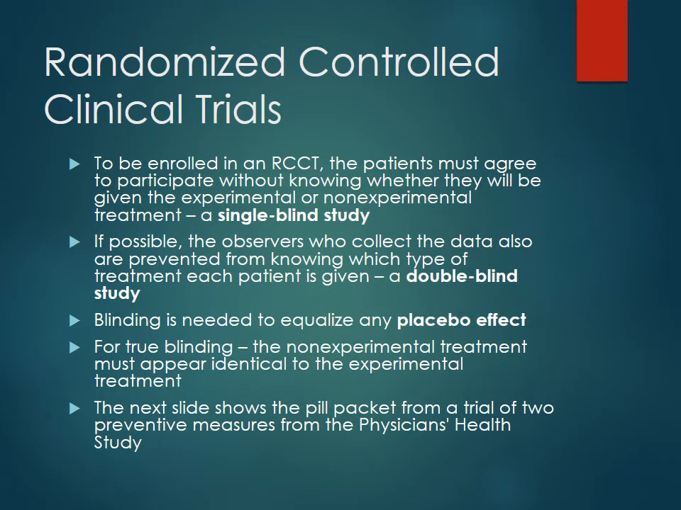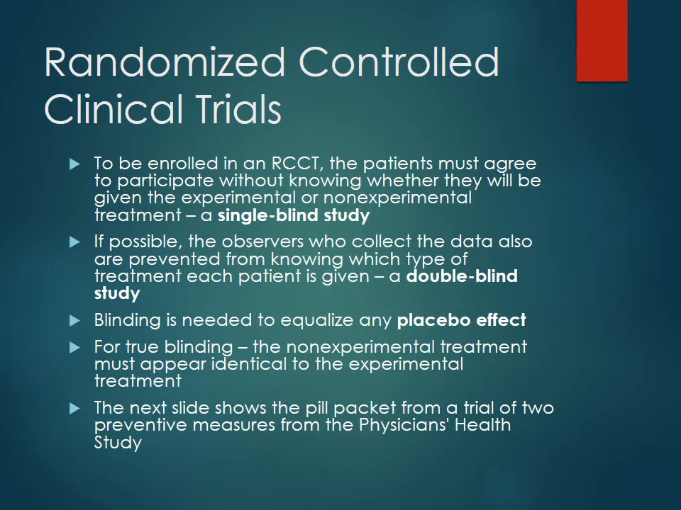So to be enrolled in an RCT, the patients must agree to participate without knowing whether they will be given the experimental or non-experimental treatment, right? So this would be a single blind, where they're not really sure what they're getting. But again, informed consent is going to be a huge part of this, to make sure that they know what they're getting into, and also to know that they can take themselves out at any point, because you never want to force someone to be in these studies. Major ethics violation. If possible, the observers who collect the data also should be prevented from knowing the type of treatment each patient is getting, so a double-blind study in that case.